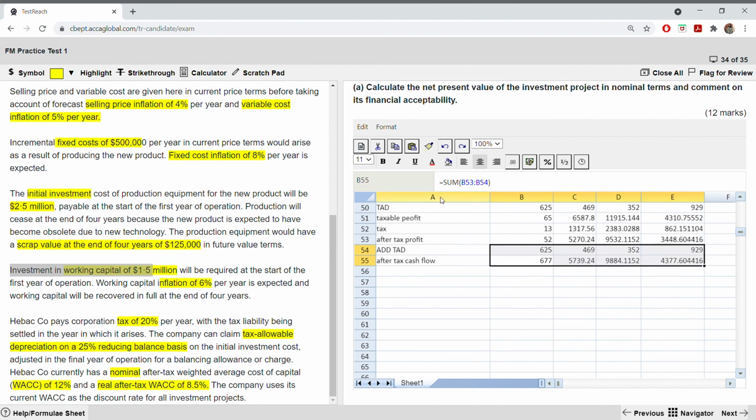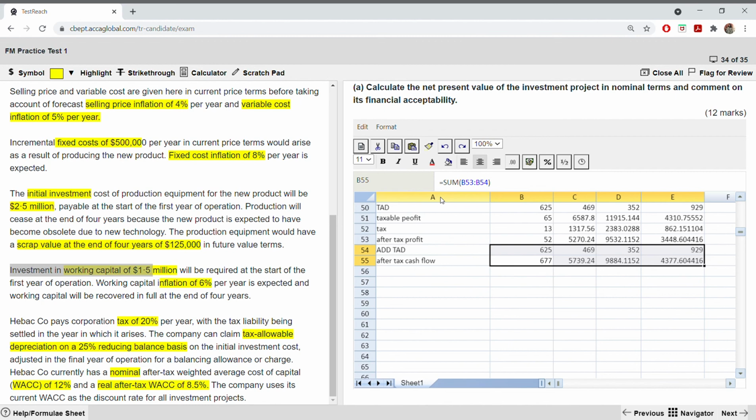Let me tell you the marking scheme. How are you getting this 12 marks? 1 mark for inflating the selling price, 1 mark for sales revenue, 1 mark for inflated variable cost, 1 mark for inflated fixed costs, 1 for tax liability, that is tax, 1 for tax allowable depreciation, 1 for the tax benefit in year 4. See, 1 mark of tax allowable depreciation from year 1 to 3 and 1 separate mark for year 4.